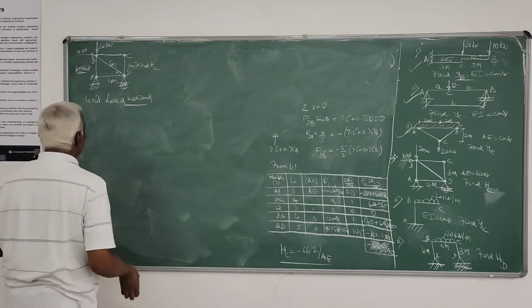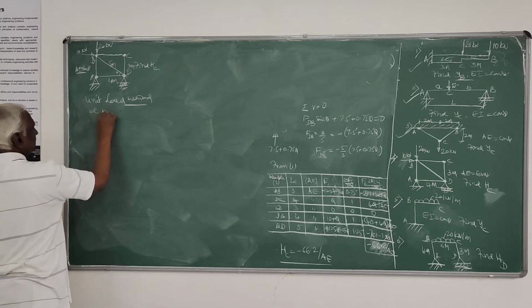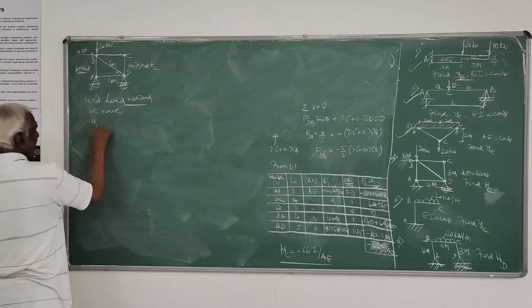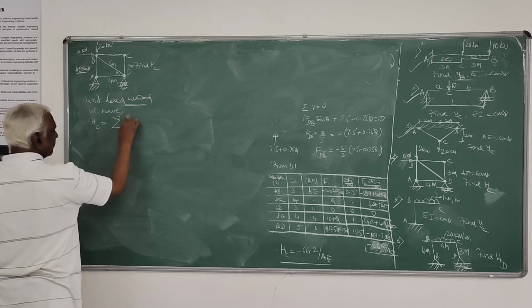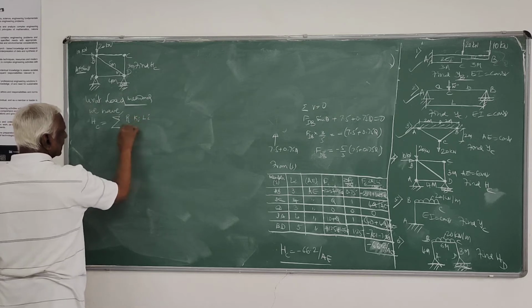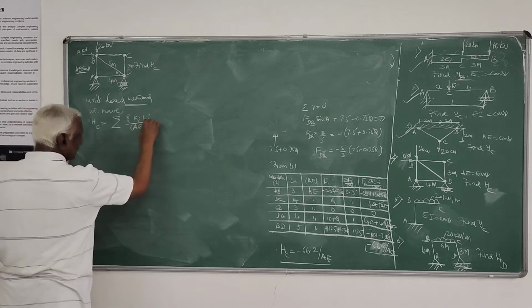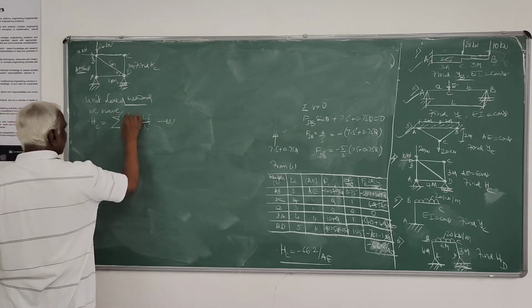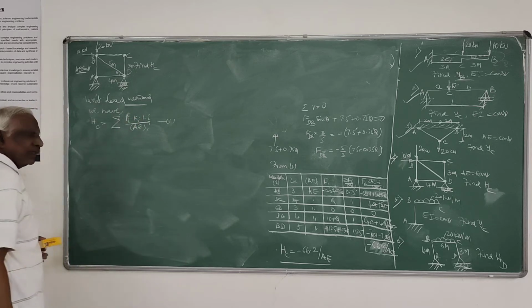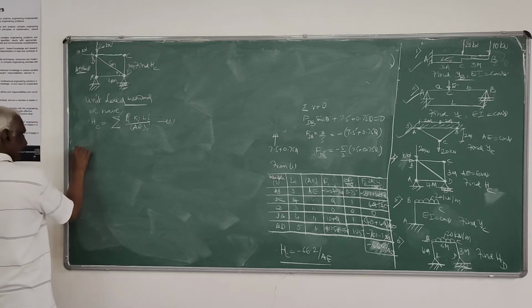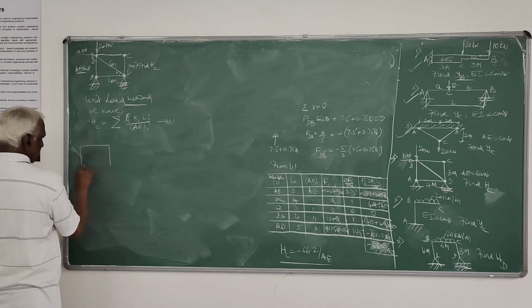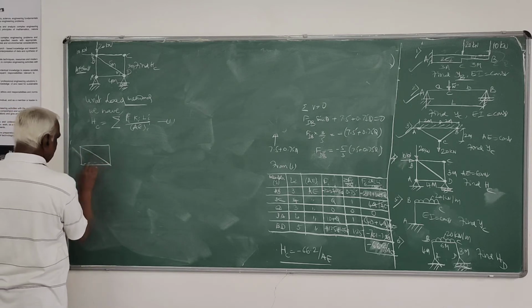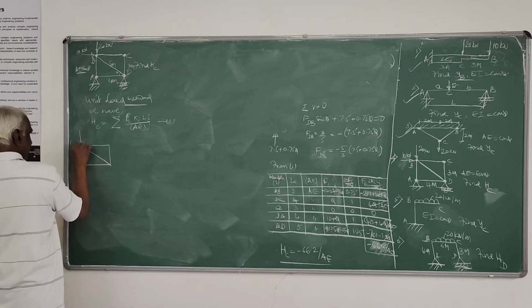So in the unit load method, we have that HC is given by sigma of Fi Ki Li by Ai Ei. This is the formula which we have been seeing. Here Fi is the force in any member i due to the given loading. That same explanation you have to give. So the given loading is only that 20 kilonewtons and 10 kilonewtons. These are the only loading.